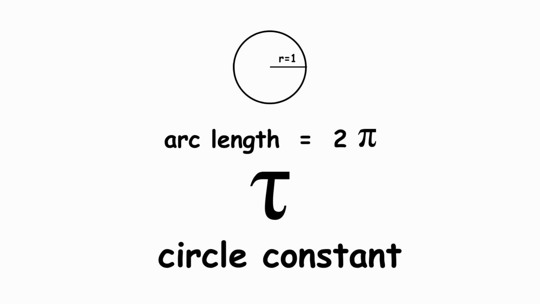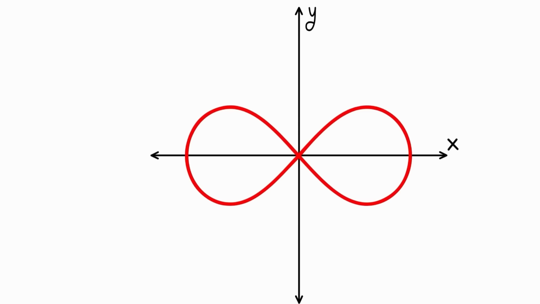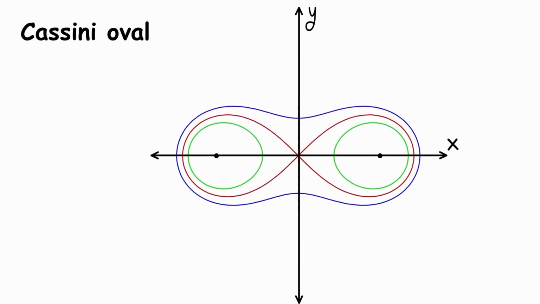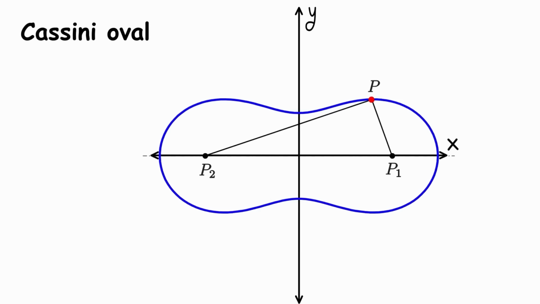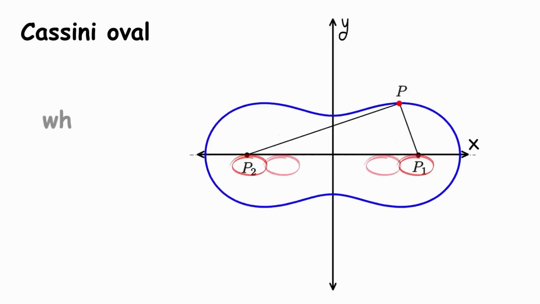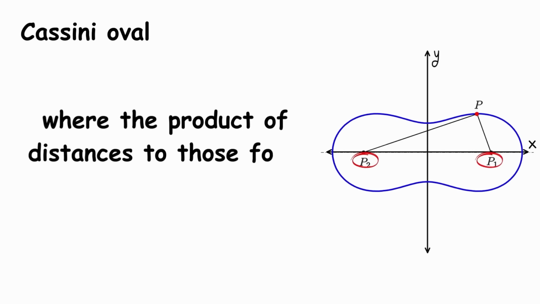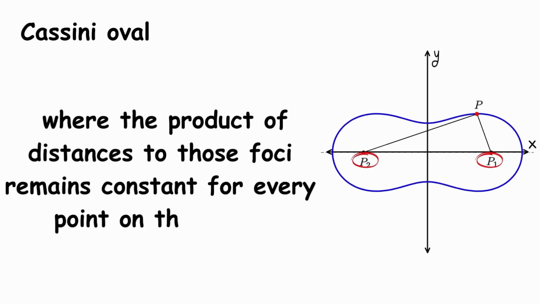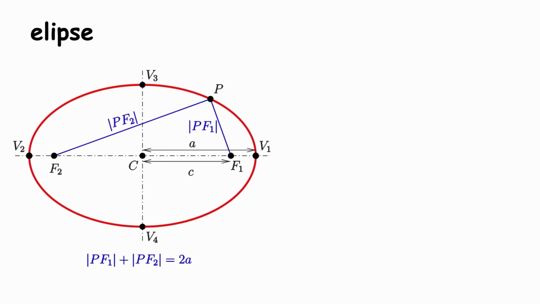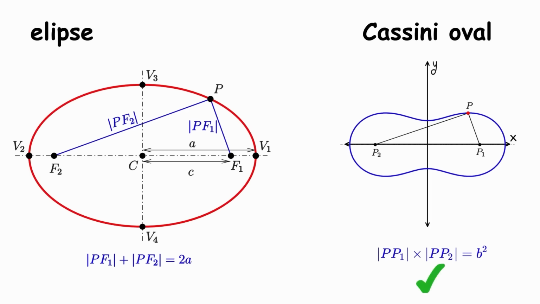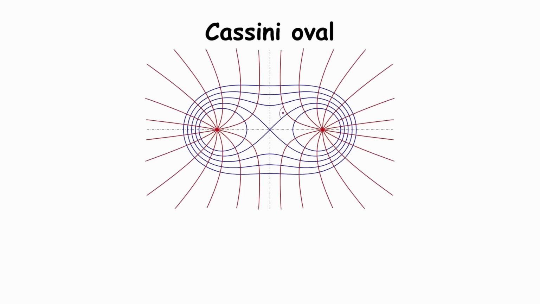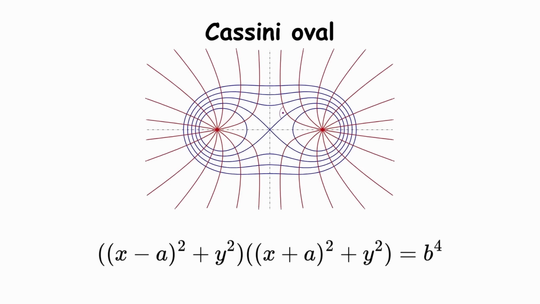The Lemniscate of Bernoulli is a special type of Cassini oval. A Cassini oval is a shape defined by two foci, where the product of distances to those foci remains constant for every point on the shape. This is similar to the definition of an ellipse, but with a Cassini oval, the product of the distances is taken, rather than the sum. Every Cassini oval is an algebraic curve, given by this equation.